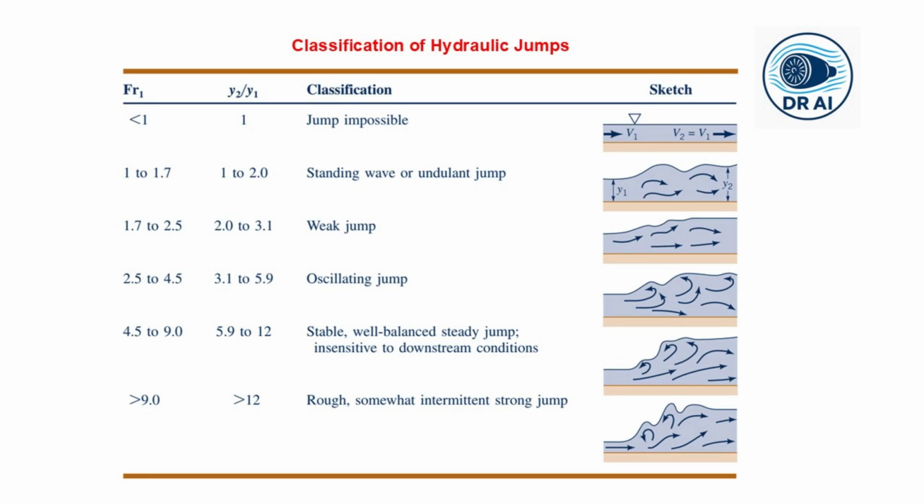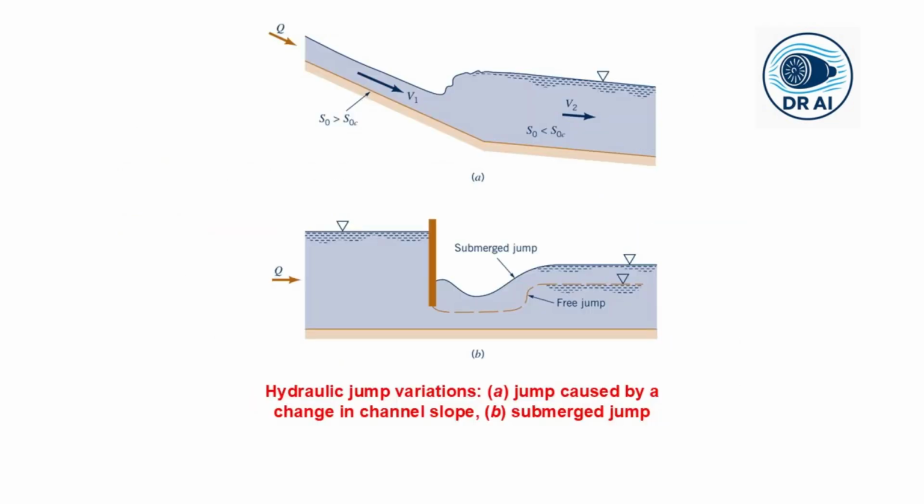But what happens when the Froude number is greater than 9? When the Froude number is greater than 9, it's a strong, rough jump that dissipates the energy very effectively, but it can be intermittent. It is very important to mention over here that the jumps can occur in non-rectangular channels and on sloping channels as displayed in this particular figure. There are also submerged jumps as displayed in figure part B, where the tailwater is so high that the jump is pushed back towards the gate. These are more complex, but the fundamental physics remains the same.